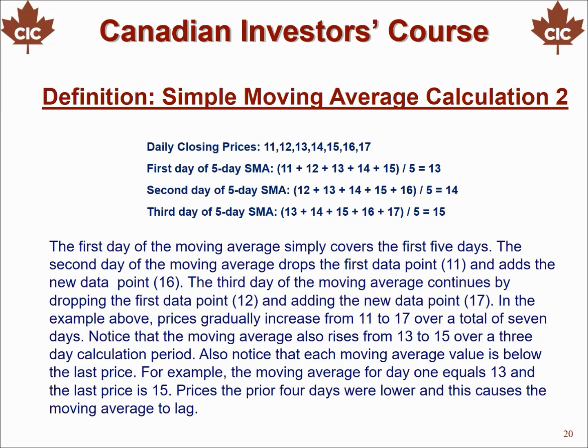In the example above, the prices gradually increase from 11 to 17 over a total of 7 days. Notice that the moving average also rises from 13 to 15 over a 3-day calculation period. As well, note that each moving average value is below the last price. For example, the moving average for day 1 equals 13 and the last price is 15. Prices in the prior 4 days were lower, and this causes the moving average to lag. In other words, the moving average sort of trails the existing price.